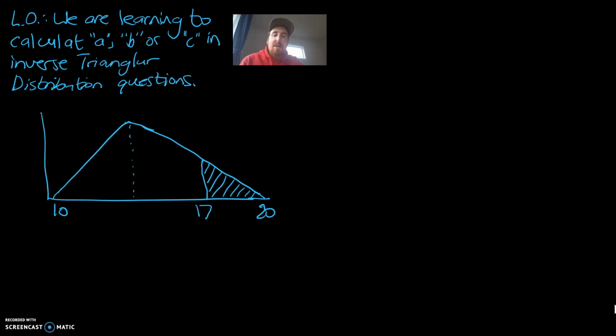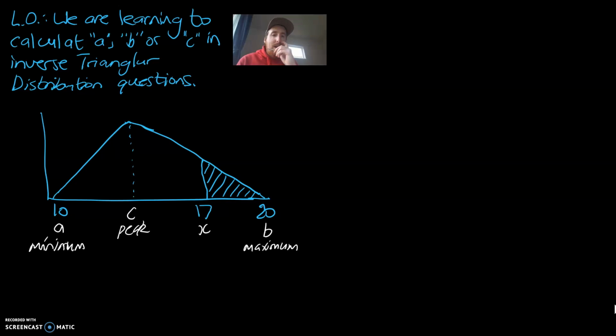Today's learning objective is in blue and we are learning to calculate the A, B, or C in inverse normal distribution questions. So the first thing, what does this ABC mean? Just a friendly reminder, the A always relates to the minimum of your triangular distribution. The B relates to the maximum, and the C relates to the most likely outcome or the peak of your data.